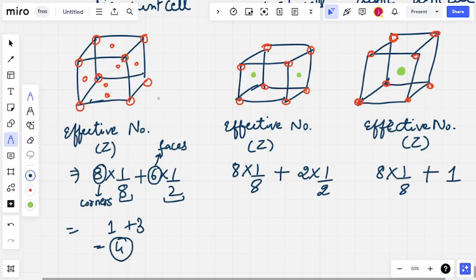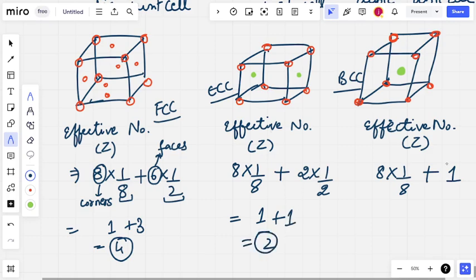Similarly, this is FCC, this is ECC, this is BCC. In the end-centered cubic unit cell, the effective number Z comes out to be 1 plus 1, which is 2. And the effective number Z for the body-centered cubic unit cell comes out to be 1 plus 1 is equal to 2 again.